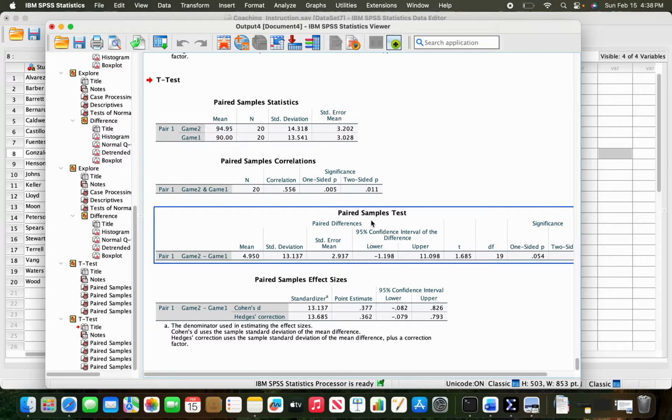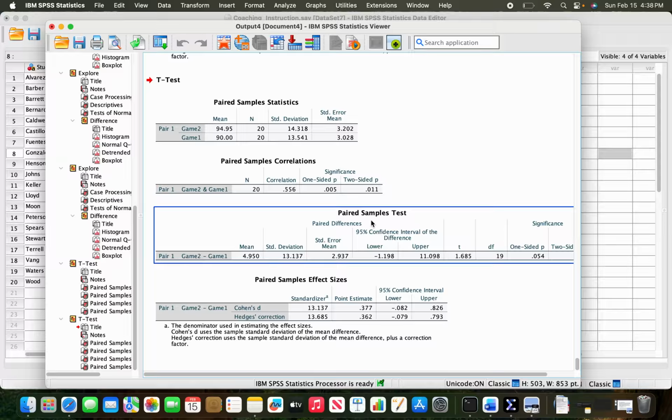You're going to see that the t-value was 1.685. The degrees of freedom is 19. And then we're going to see our significance as being 0.054, which is just over the notch of the result that would cause us to reject the null hypothesis, because we're looking for that number to be 0.05. So it's slightly over that.